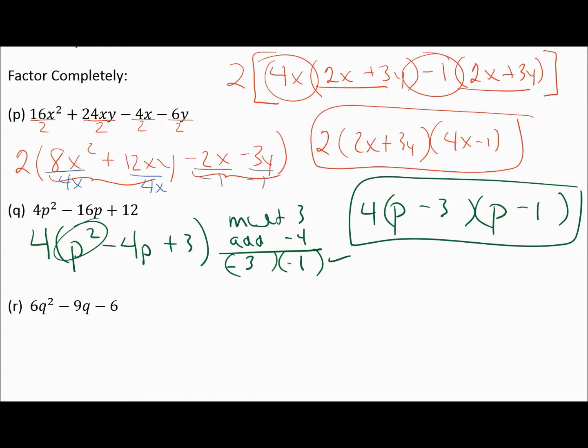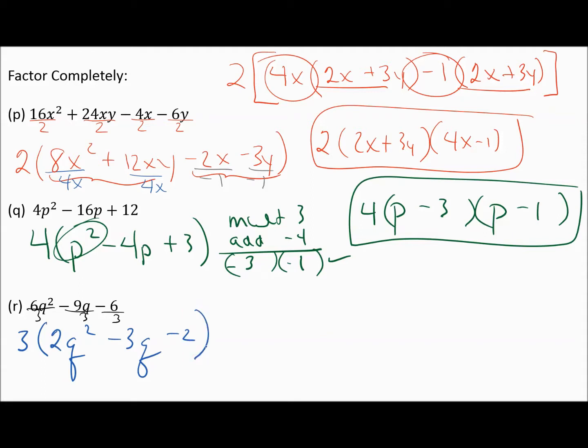Got 6q squared minus 9q minus 6. I do see a 3, a greatest common factor that'll divide into all of these, so 3 comes out. And if it helps you to write 3 underneath each one of these to see it, you go right ahead. All right, so 6q squared divided by 3 is 2q squared. 9q divided by 3 is minus 3q. 6 divided by 3 is minus 2.